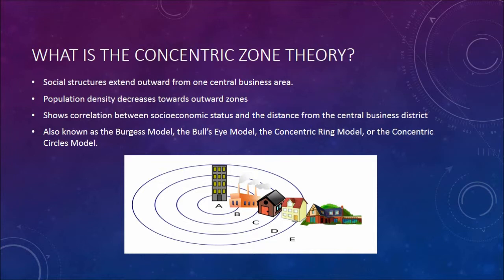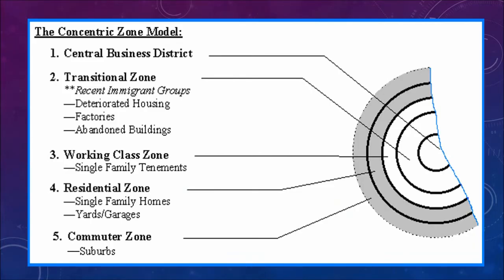This model is also known as the Burgess model, the bullseye model, the concentric ring model, or the concentric circles model. The concentric zone model is broken down into 5 different zones. The first zone, the innermost, is the central business district. The second outward zone is the transitional zone. The third zone is the working class zone and single-family homes. The fourth zone is the residential zone, consisting of single-family homes and those who have enough space for yards and garages. The outermost zone is the commuter zone, those who can afford to commute into the city for work or pleasure.